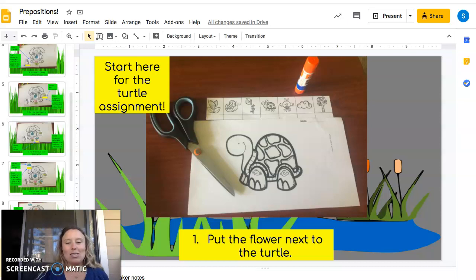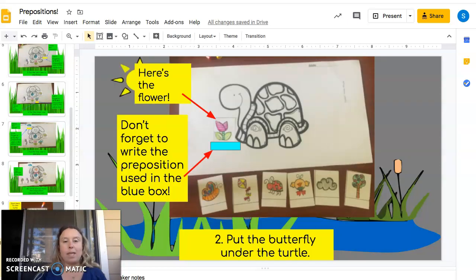Start here for the turtle assignment. Question and instruction number 1. Put the flower next to the turtle. Here's the flower. Did you notice that it is next to the turtle? Write the preposition in the box.